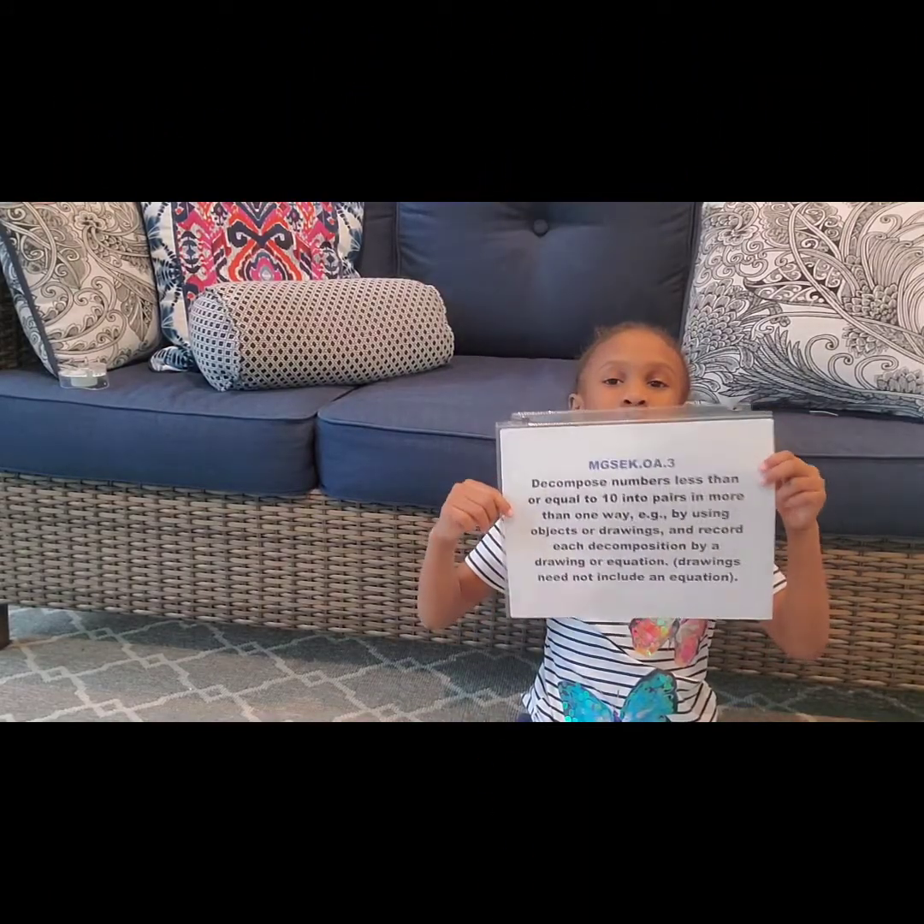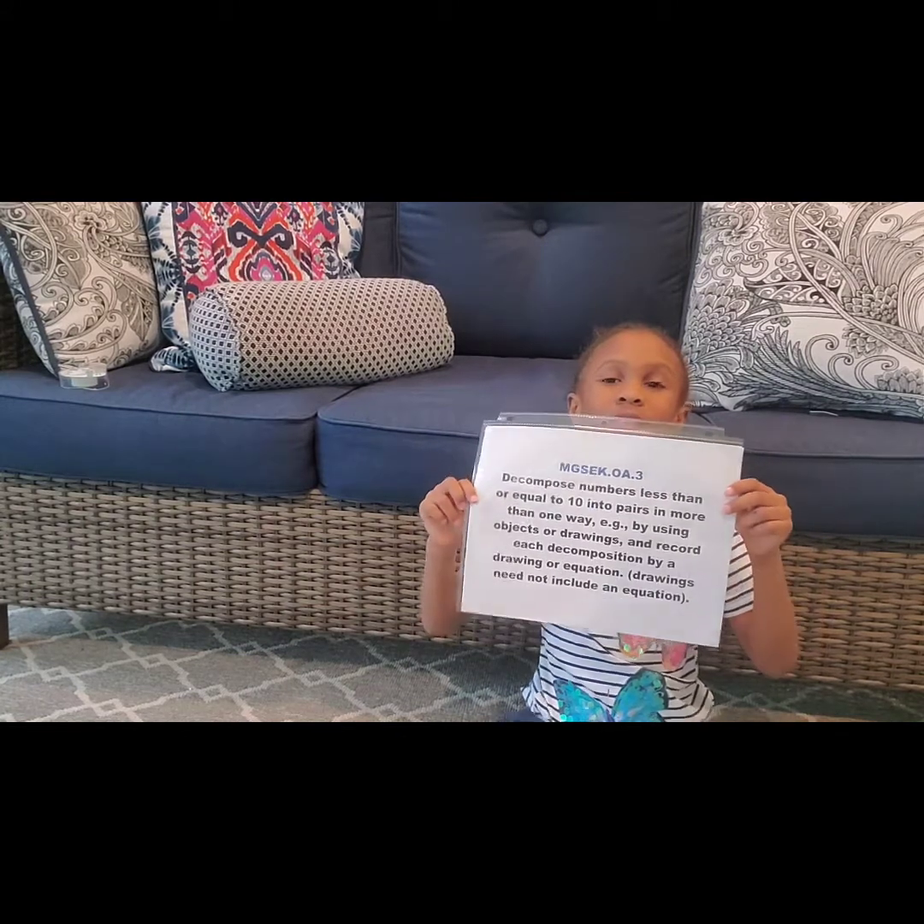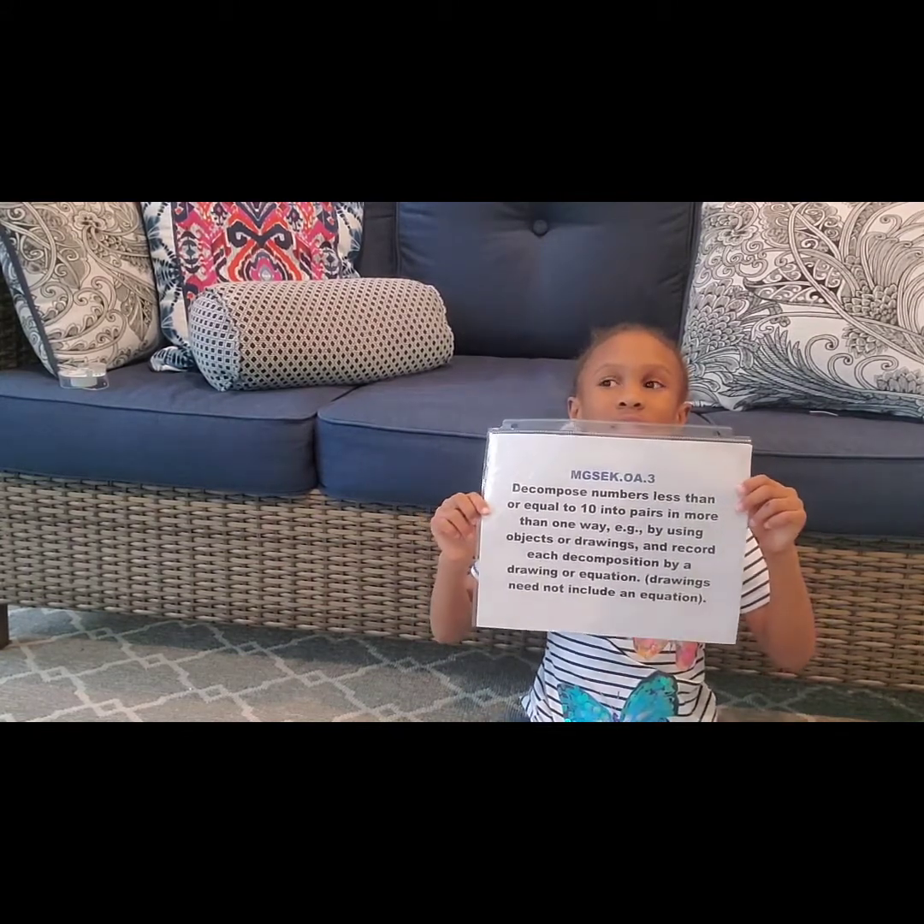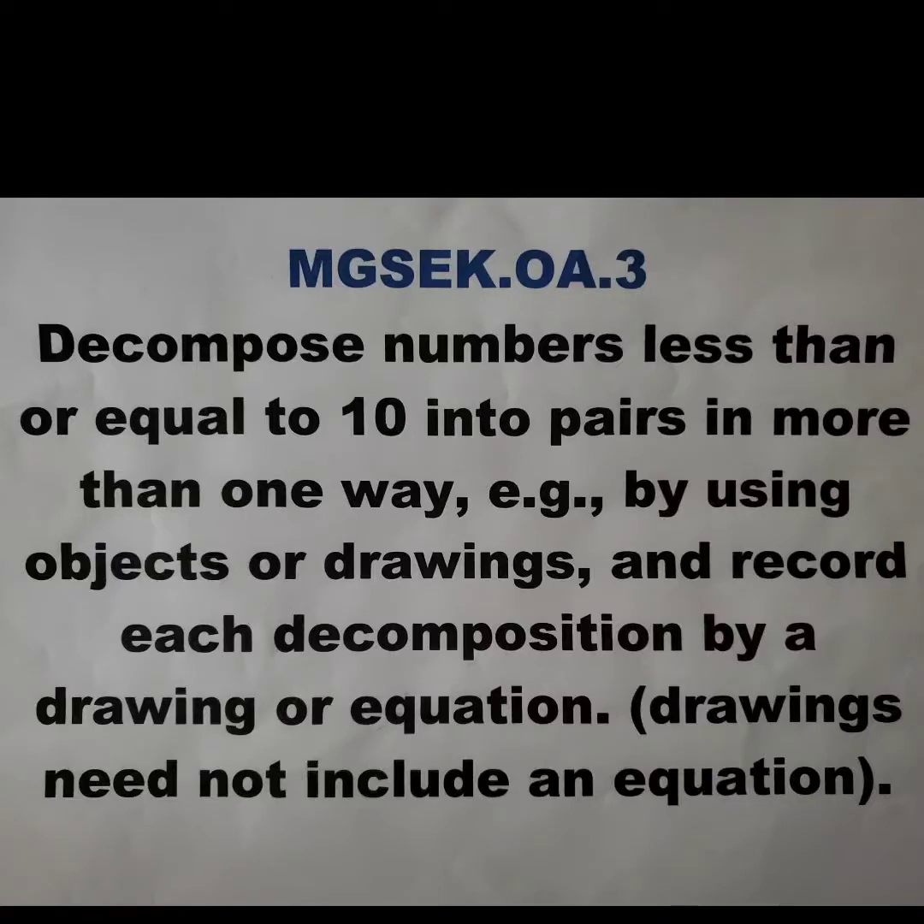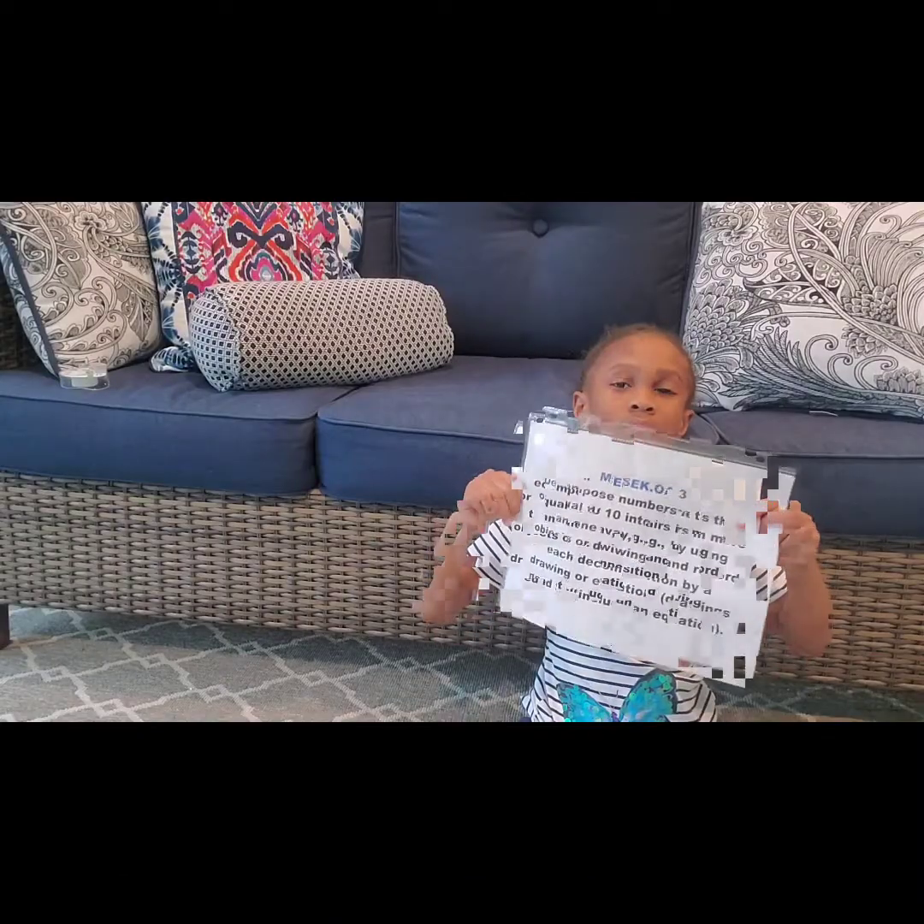So let's go ahead and take a look at our standard. And our standard is to decompose numbers less than or equal to 10 into pairs in more than one way. You guys know that decompose means take apart. And we are going to use objects, which we use oranges, drawings, and record each decomposition by a drawing or equation. So remember, mostly we're focusing on drawings, and we can do equations if you are super smart, because we'll get into equations later.